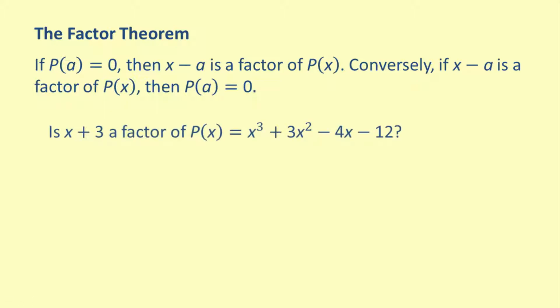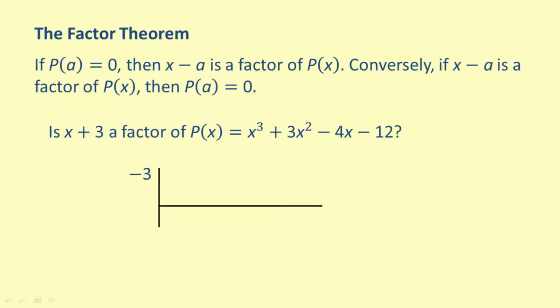If we are asked if x plus 3 is a factor of the polynomial function p of x equals x cubed plus 3x squared minus 4x minus 12, our x minus a is x minus negative 3. So we are going to determine if this polynomial function, when evaluated at negative 3, yields a value of 0. If it does, then x plus 3 is a factor of this polynomial function.